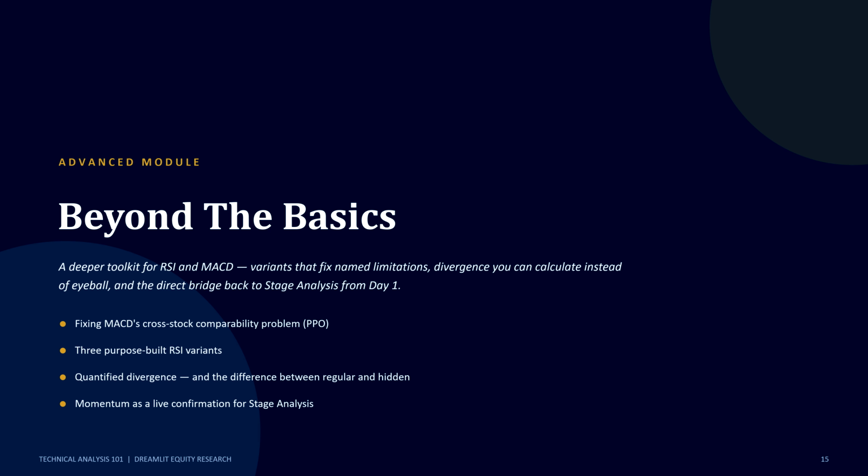First, we fix MACD's cross-stock comparability problem using the percentage price oscillator, or PPO. Second, we cover 3 purpose-built RSI variants, each one engineered to fix a specific, named weakness in standard RSI. Third, we move divergence from something you eyeball on a chart to something you can actually calculate with a rolling correlation. And fourth, we build the direct bridge back to Stan Weinstein's stage analysis framework from day one, showing precisely how RSI and MACD behave at each stage transition.